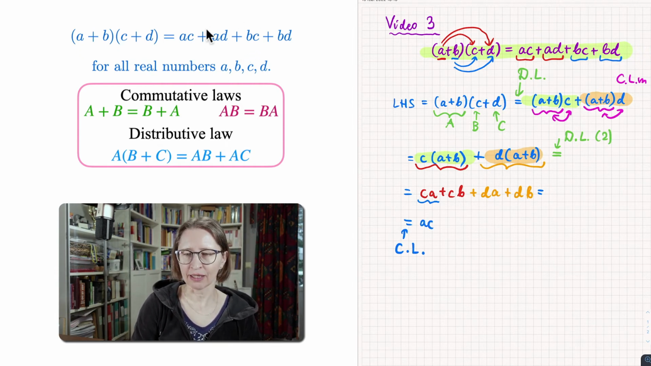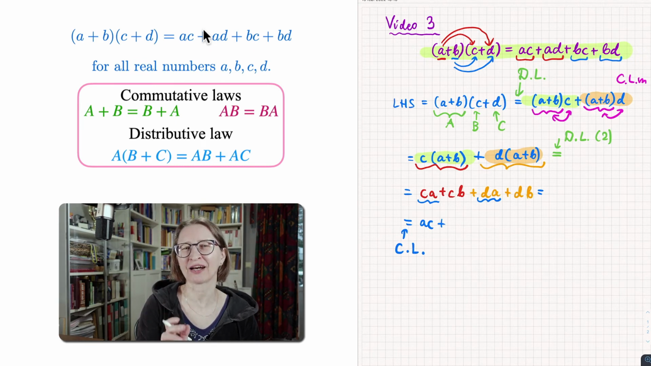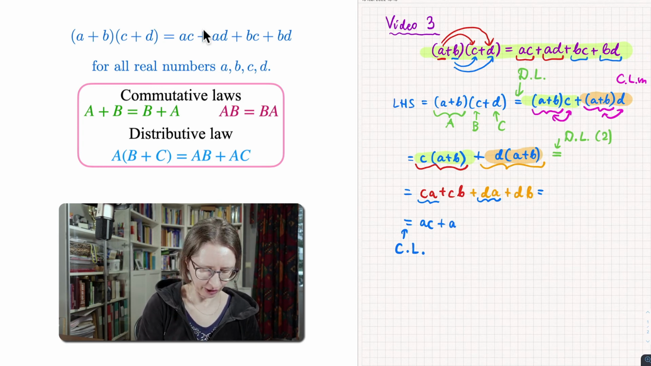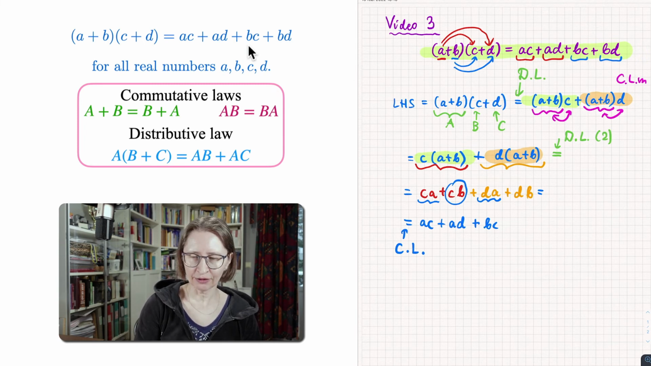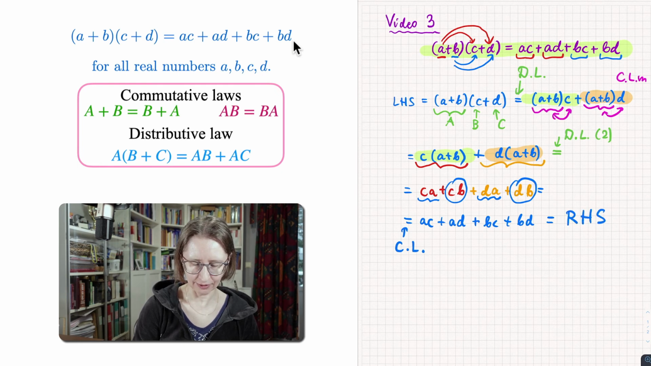Then next in my right hand side is AD, and I see that I have dA here, but you know, both multiplication and addition are commutative, so I am allowed to put this dA as the second element in my sum, and I can also change the place of the factors. So I get AD, then BC here as the third term, and the last one will be BD, well, BD I can just copy as is. And this is exactly my right hand side.